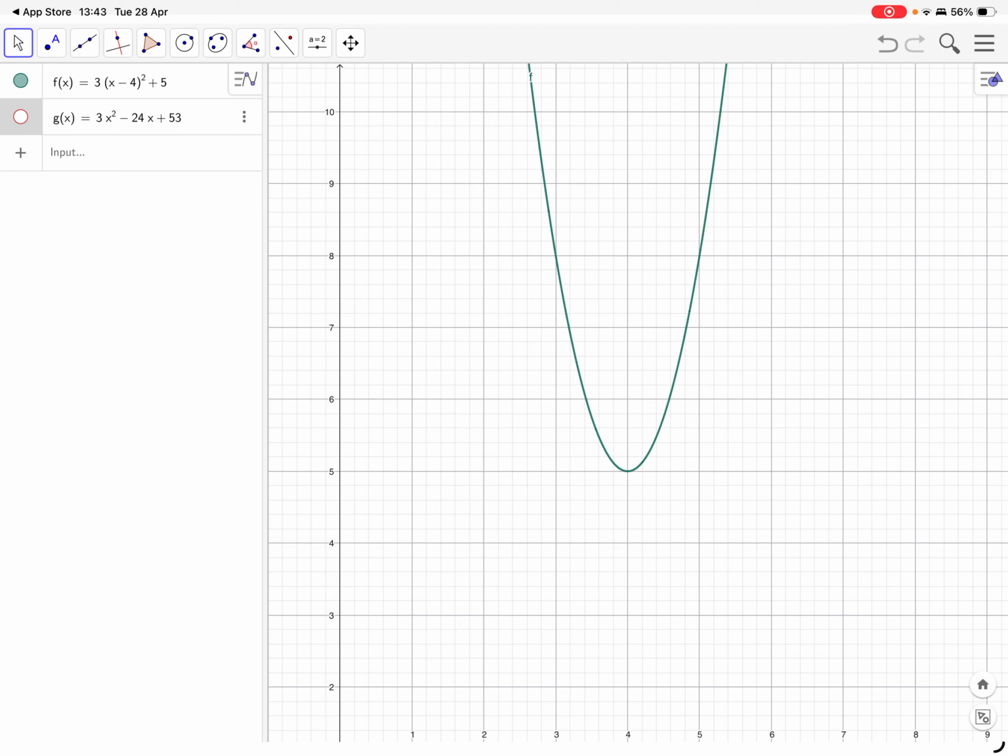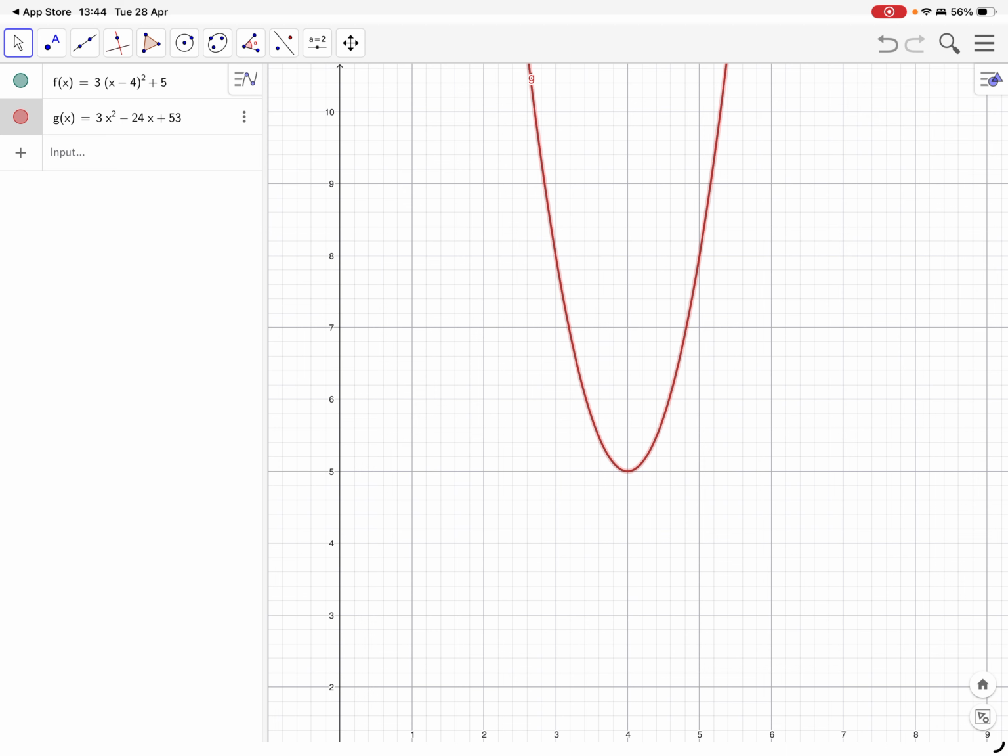Right, I've got two curves here. This green one, which is f(x) = 3(x − 4)² + 5, and that one, which is 3x² − 24x + 53. And my point is that they are exactly the same, because they're the same quadratic.